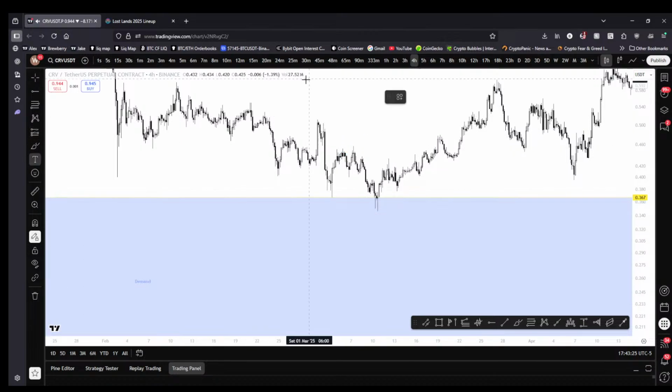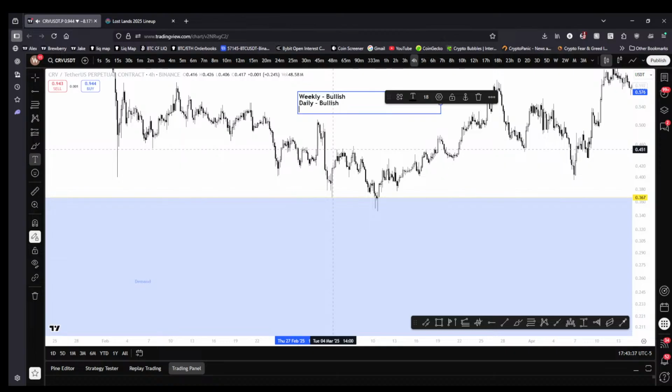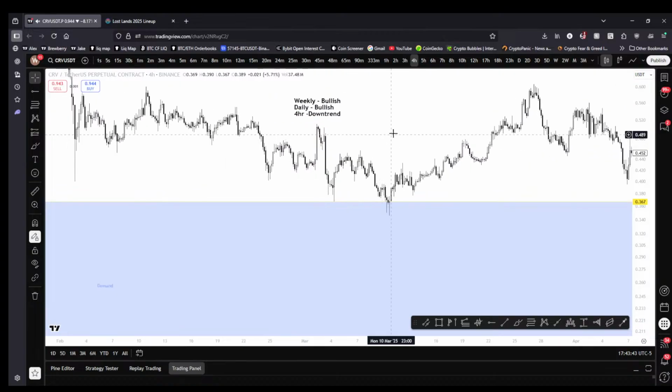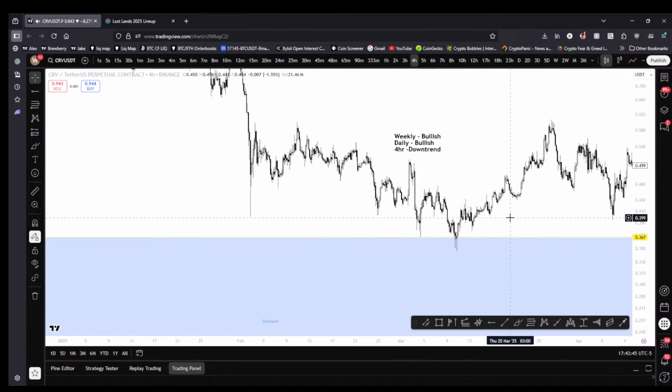All right, so let's go back to what we talked about in the beginning, right? So weekly is bullish. Daily is bullish. 4-hour is in a downtrend. All right, so our entry condition is going to be when the 4-hour change of character occurs.